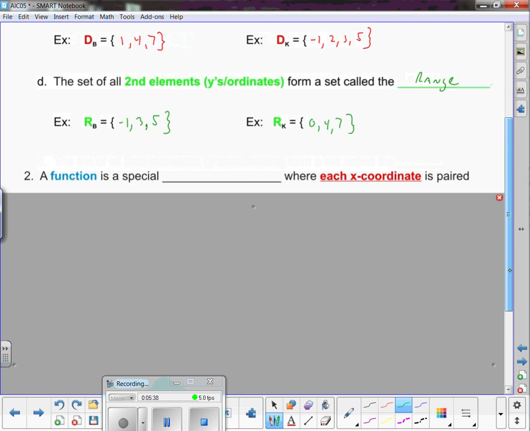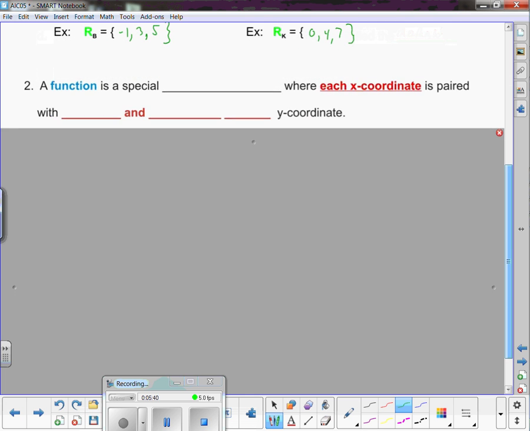Domain, all of the first elements, the x's. The range, all of the y's. And that will go for whether it's a relation or a function. So remember, a function is a special relation where each x coordinate is paired with one, and this is a math term, and only one y coordinate.